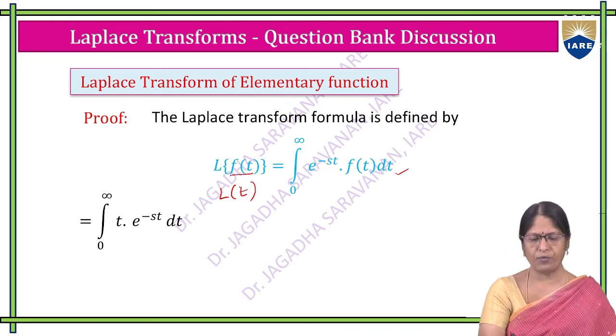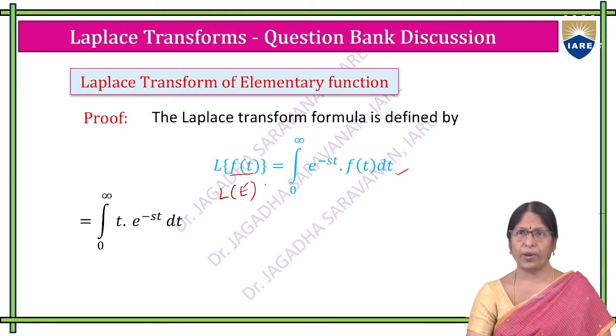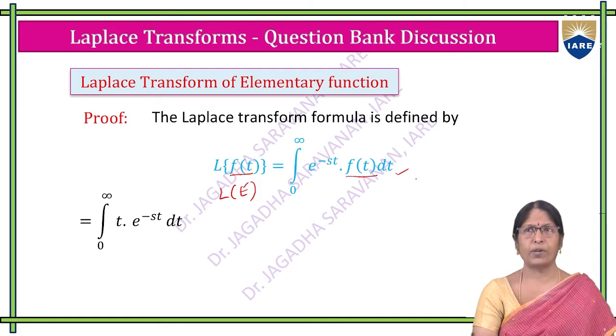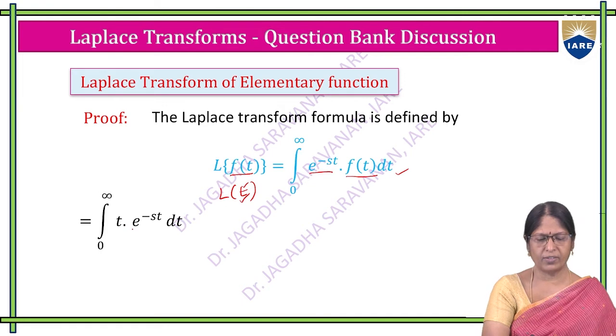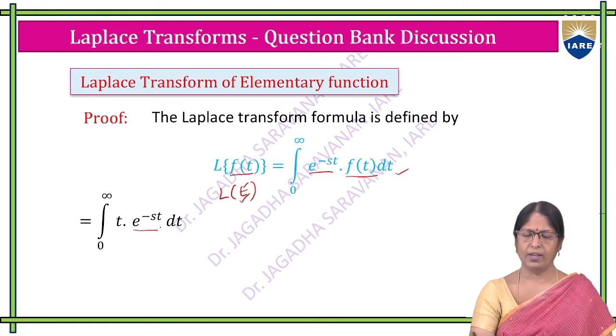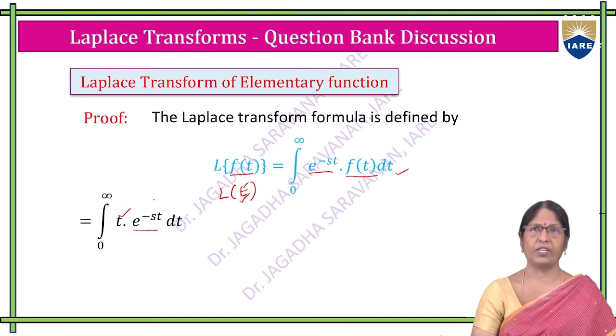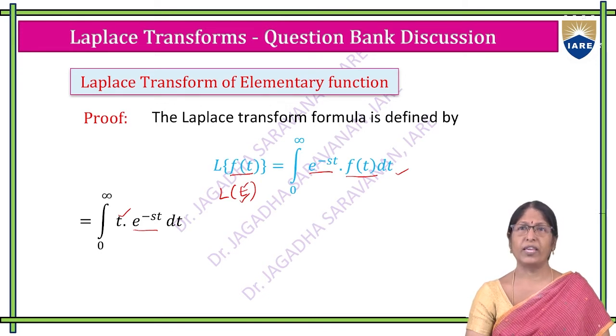So our f of t is t, that is t power 1. In the Laplace formula, f of t is to be replaced by t. We replaced it: e power minus st, and in the place of f of t we put t. Whatever function is given, this is the way to do it.